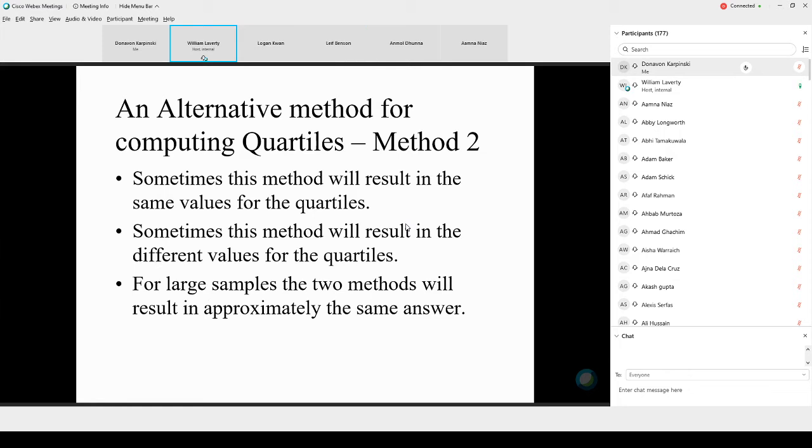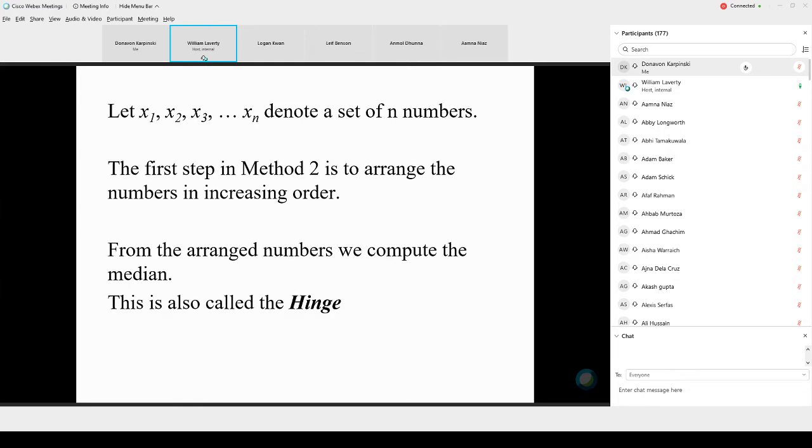Okay. So we're looking at a different method. This is for computing percentiles, but it's not for computing anything other than the quartiles. The quartiles are the 25th, 50th, and 75th percentile. The first step is to order the numbers in increasing order. Then from that, you compute the median. The median will be the middle observation. If there's two middle observations, it'll be the average of the two middle observations. This is also called the hinge.